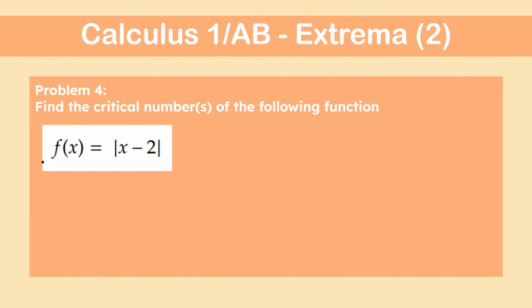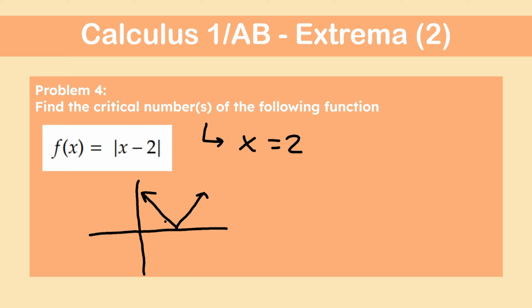Okay, so now we have this absolute value function. Absolute value functions always have an undefined derivative when it's equal to 0, because there's two contradicting slopes at that point. So this can be easily said that the critical number of the following function is at x equals 2.